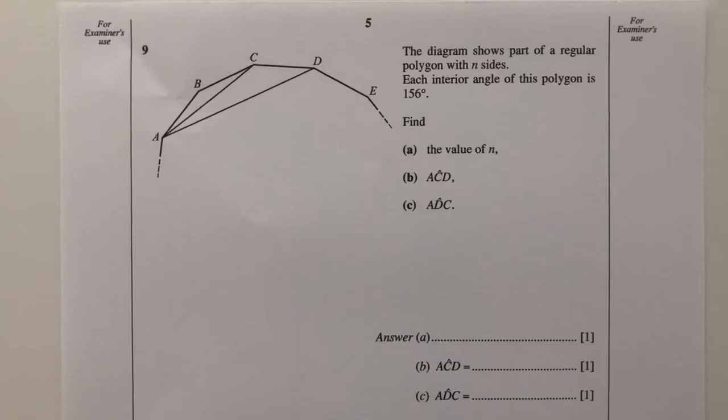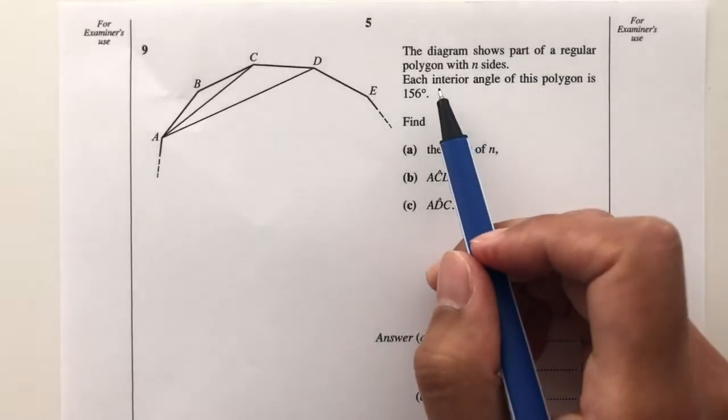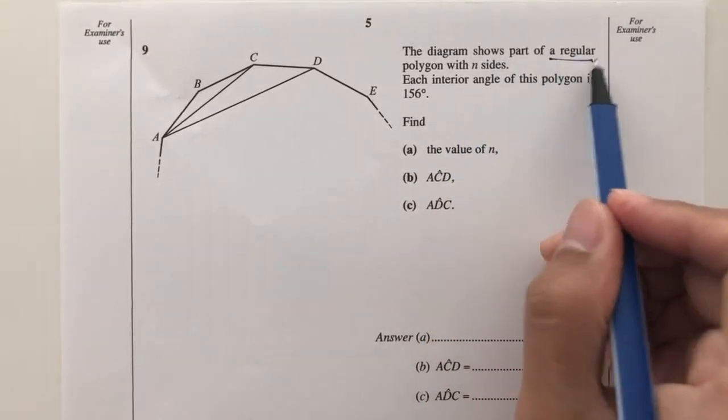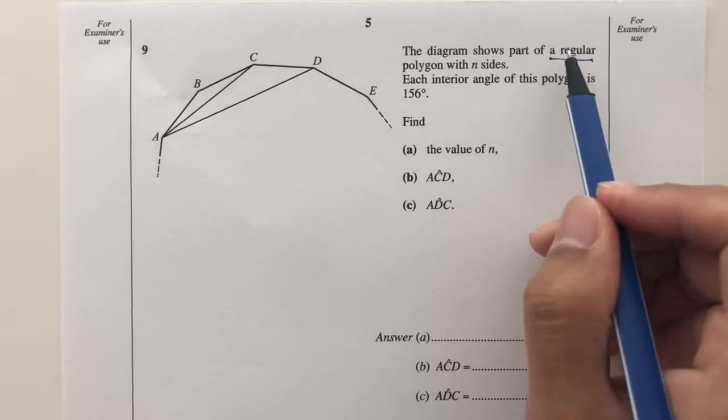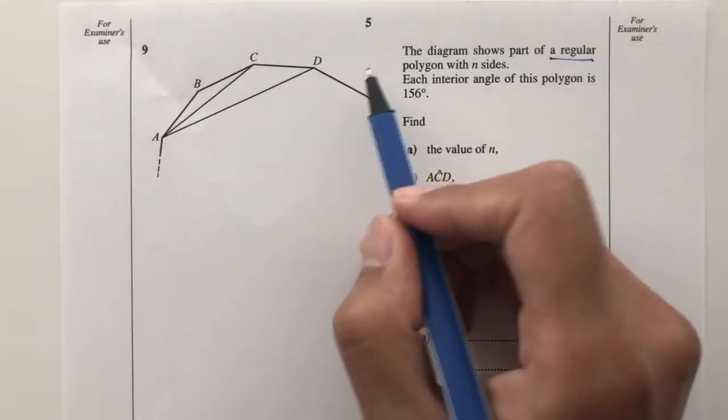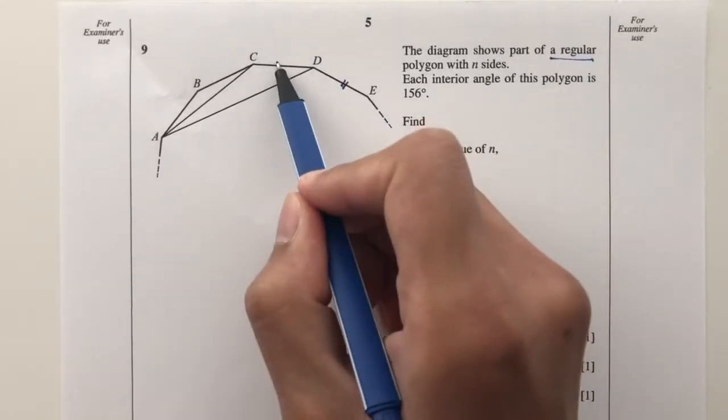Question number 9. Here we have a diagram that shows a regular polygon with n sides. When you say regular, it means that all the sides are equal. So all the sides are equal to each other.